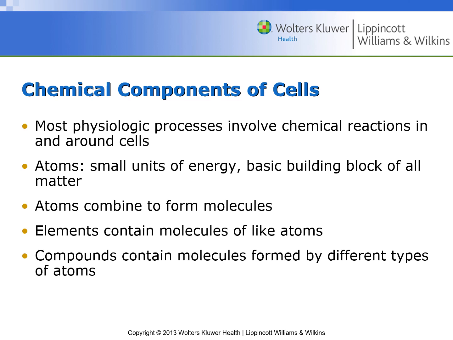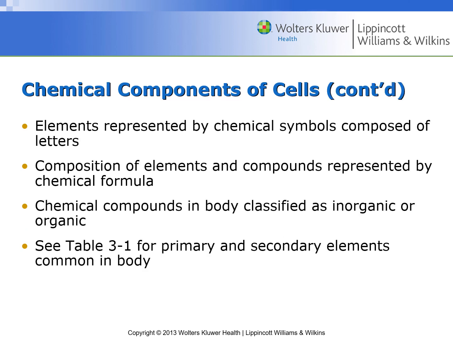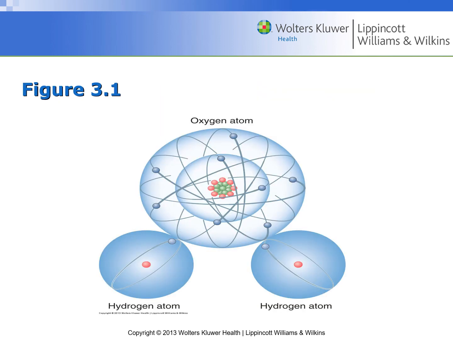Atoms refer to the small units of energy, which are the basic building blocks of all matter. Atoms combine to form molecules. Elements contain molecules of like atoms. Compounds contain molecules formed by different types of atoms. Elements are represented by chemical symbols composed of letters. Composition of elements and compounds are represented by chemical formula. Chemical compounds in the body are classified as inorganic or organic. Figure 3.1 illustrates how atoms combine to form a water molecule. Every molecule of water, H2O, is made up of 1 atom of oxygen and 2 atoms of hydrogen.